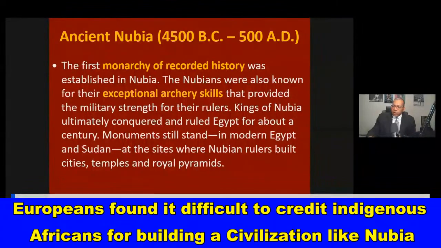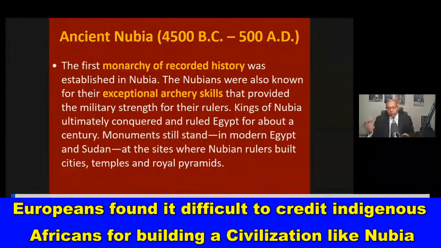Kings of Nubia ultimately conquered and ruled Egypt for about a century, for about 100 years. Monuments still stand in modern Egypt and Sudan at the sites where Nubian rulers built cities, temples, and royal pyramids.